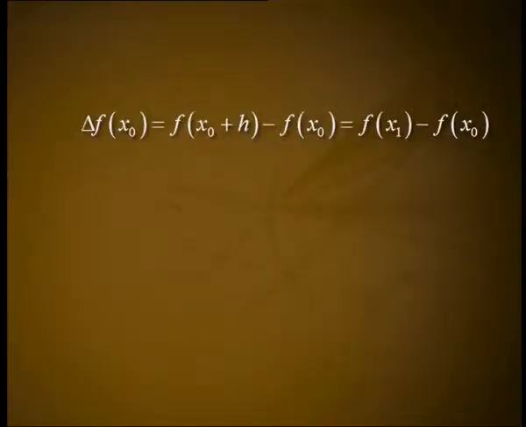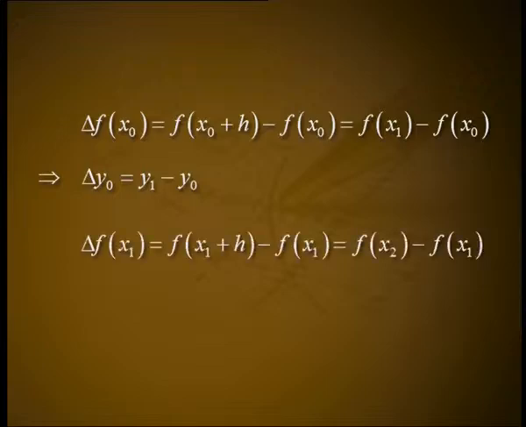Then, in particular, delta f of x0 equal to f of x0 plus h minus f of x0, that is equal to f of x1 minus f of x0. This implies delta y0 equal to y1 minus y0. Delta f of x1 equal to f of x1 plus h minus f of x1, that is equal to f of x2 minus f of x1. This implies delta y1 equal to y2 minus y1, etc. Delta y0, delta y1, etc., delta yi, etc. are known as the first forward differences.